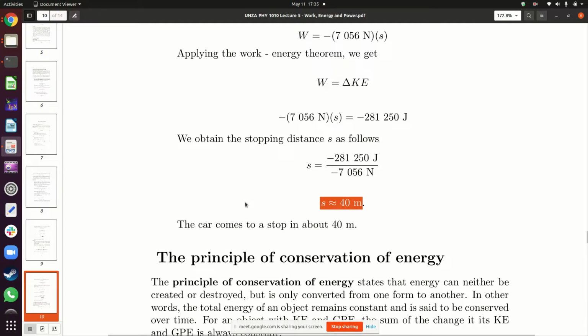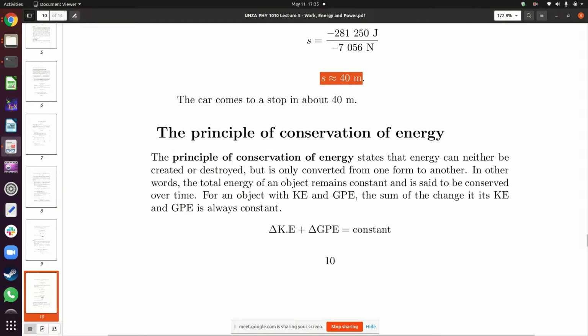Next bit is something called conservation of energy. Now, with conservation of energy, what this says is that you cannot create energy and you can't destroy it. However, energy can change from one form to another. In this course, at this stage, the interest is mainly in kinetic energy and also gravitational potential energy.